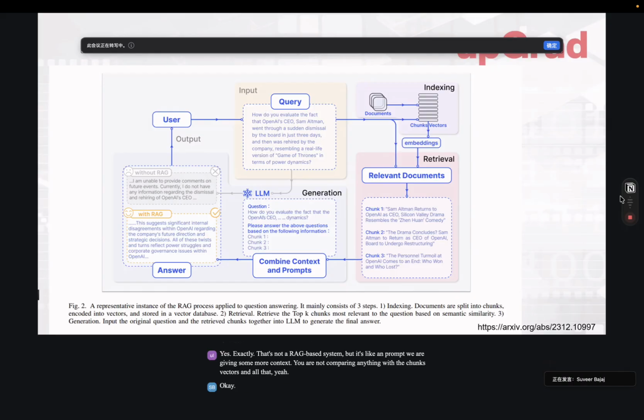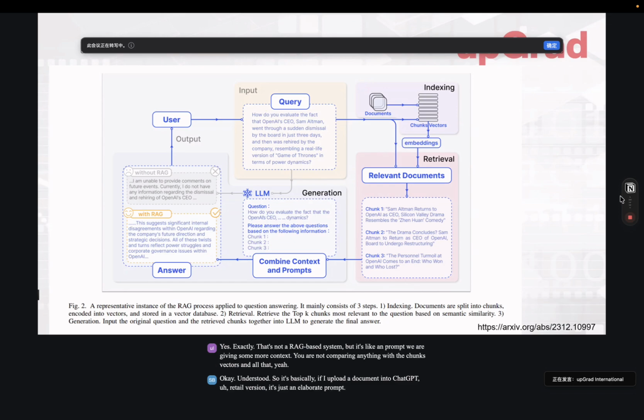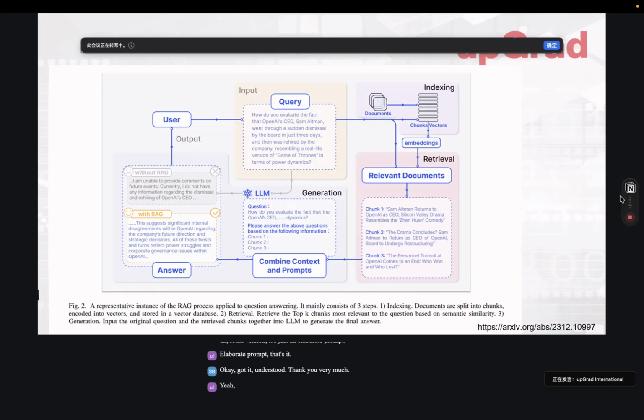Understood. So if I upload a document into the ChatGPT retail version, it's just an elaborate prompt. Elaborate prompt. That's it. Okay, got it. Understood. Thank you very much.